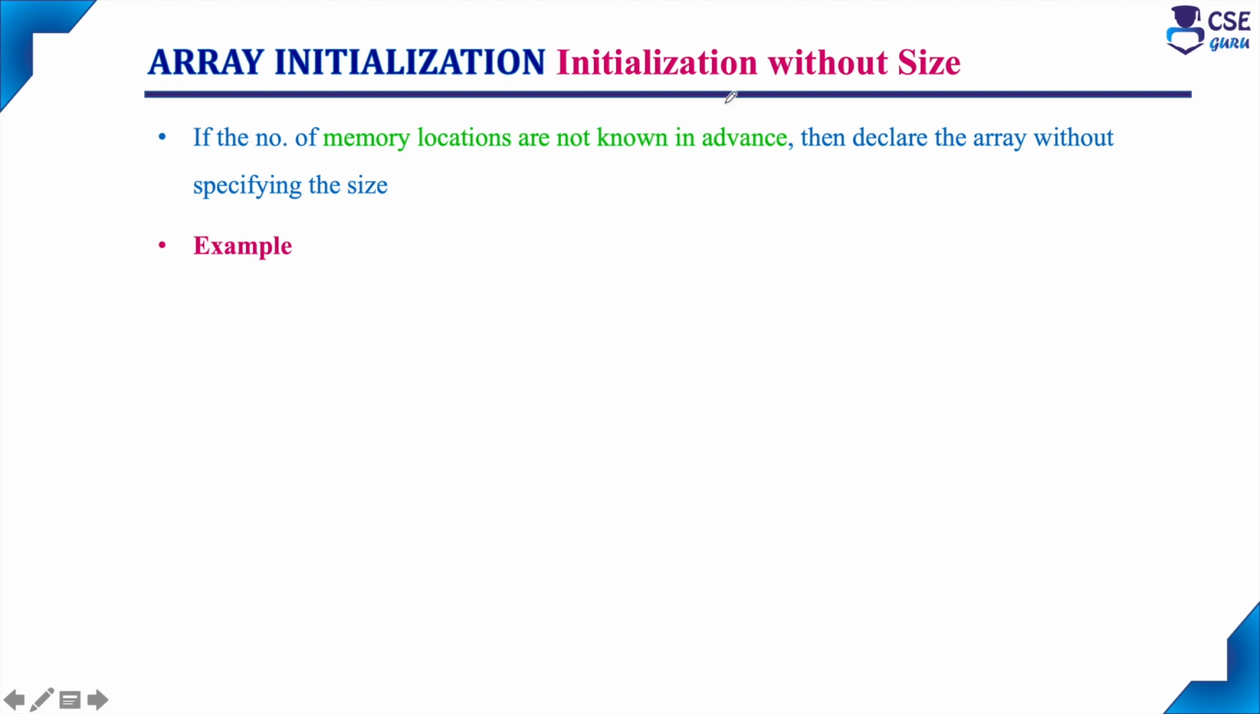Next method is initialization without size. Sometimes when we are declaring the array, we don't know the size of the array. We already know an array is of fixed size. If you have declared the size of the array as totally 5 memory locations, then during execution, if it requires extra memory space, we cannot allocate it. This is a fixed size. Once we have given the size during declaration, it is fixed till execution.